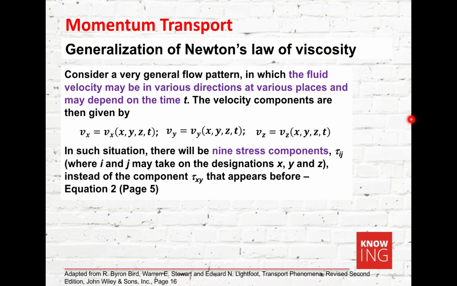Once we have Newton's law of viscosity, we can also generalize it. We can consider a general flow pattern where we have Vx, Vy, and Vz, and this Vx can depend on x, y, z, and t. That will be generalized to all three components. If we generalize these three components, we should have 9 stress components, tau_ij, because i can be x, y, and z, and j can be x, y, and z. So you have 3 multiplied by 3, which is equal to 9.